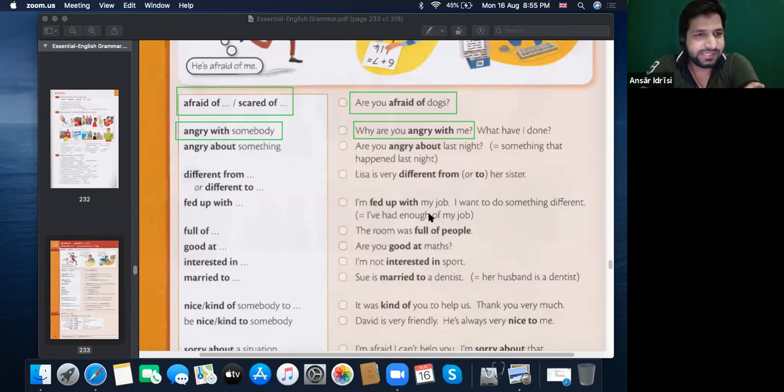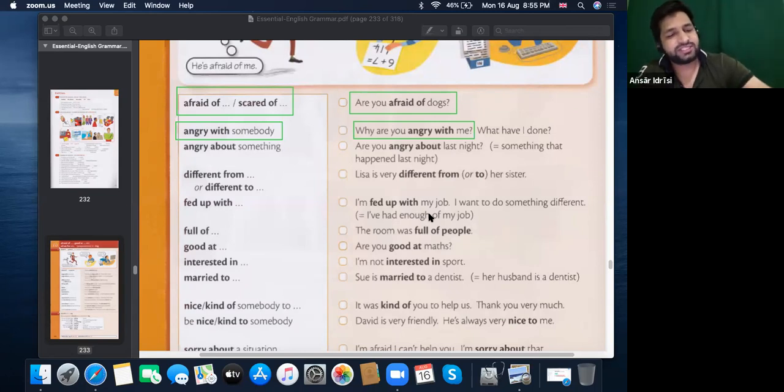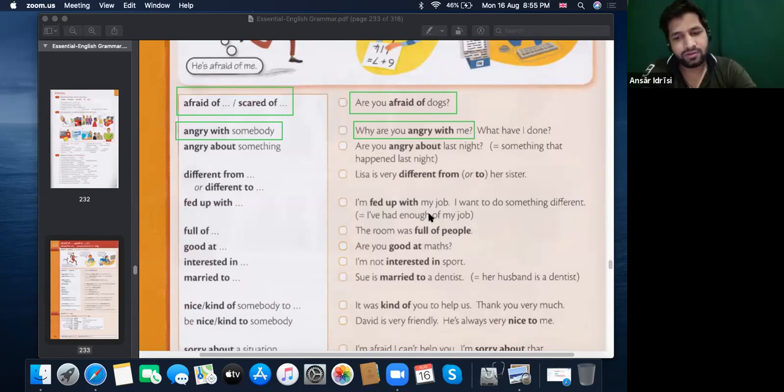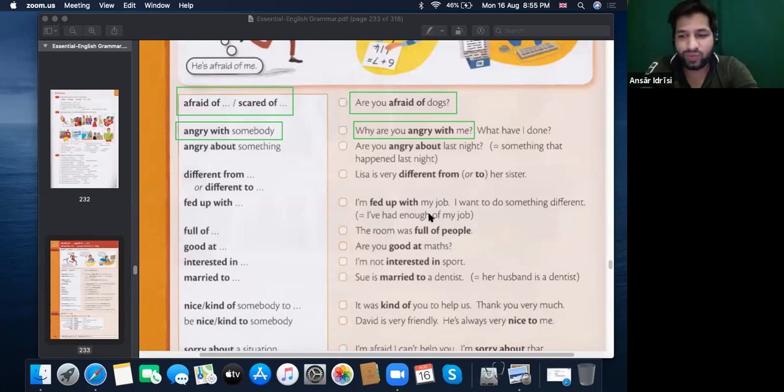She's angry with me. Correct. My manager is angry with me because I haven't achieved the targets. Next. I'm angry with my friend because she didn't listen to me. Correct. My friend is angry with me because I didn't attend his wedding.